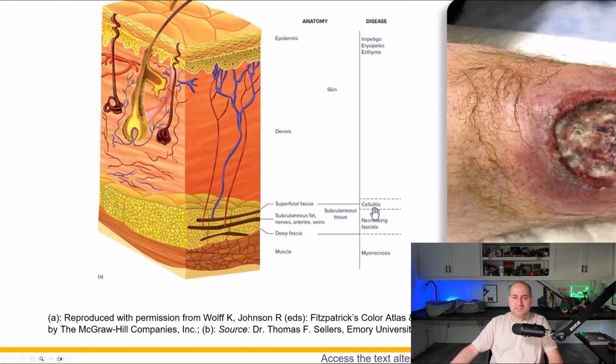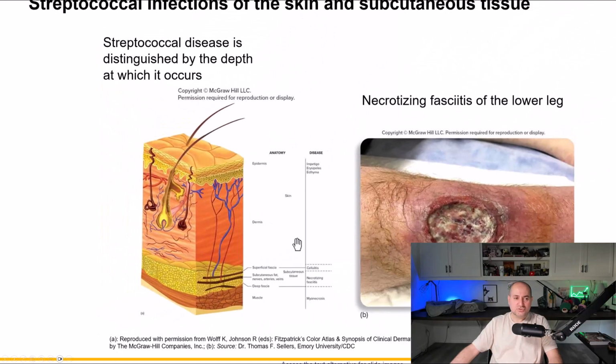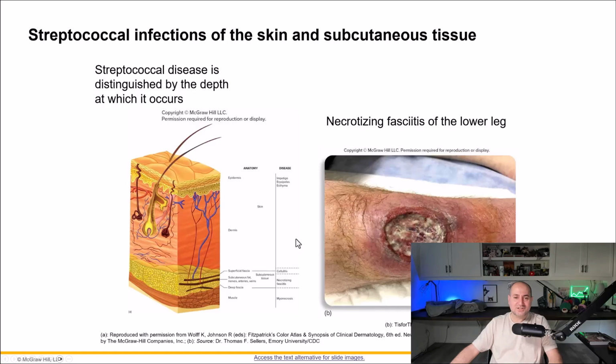However, cellulitis occurs way down here in the superficial fascia. Necrotizing fasciitis occurs all the way down here in the subcutaneous fat, nerve, arteries, veins, in the deep fascia. And myonecrosis occurs deep down into the muscle area. So this is where they get their names. It's like, where did the Streptococcus go to cause infection? And that's going to give you the resultant infection.